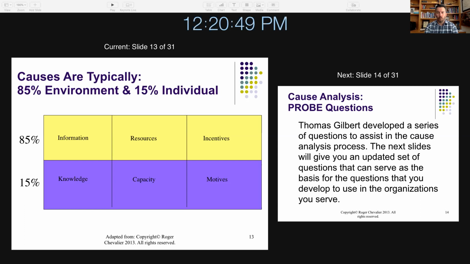If you think about an employee manual or some sort of checklist or guide in the workplace, that would actually be an environmental intervention because it exists in the environment. It's not part of what the person brings to the job in terms of their capacity, their knowledge, or their motives.